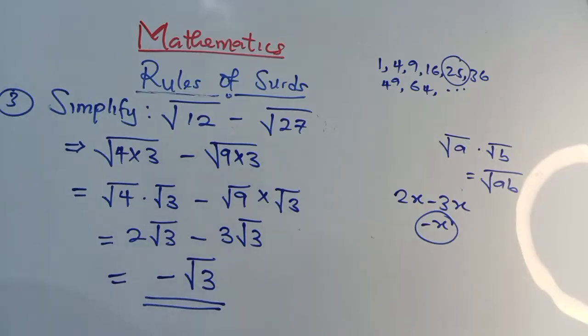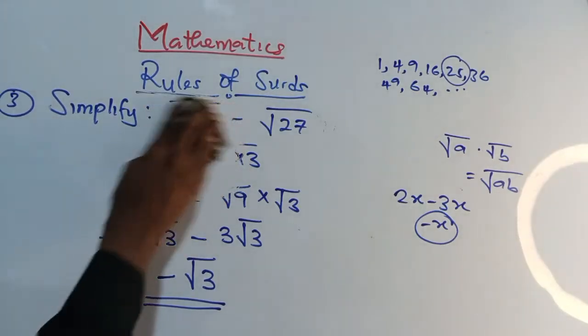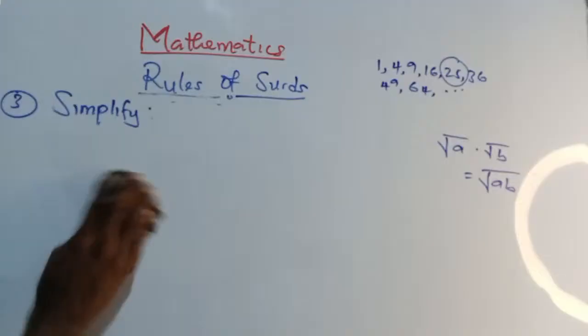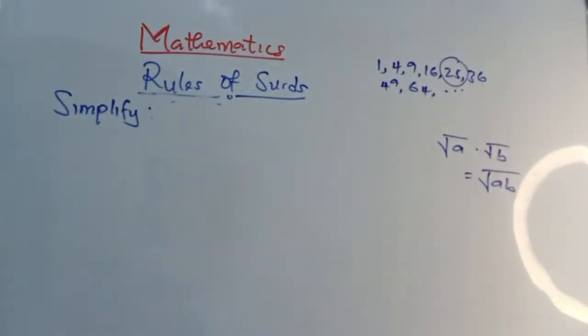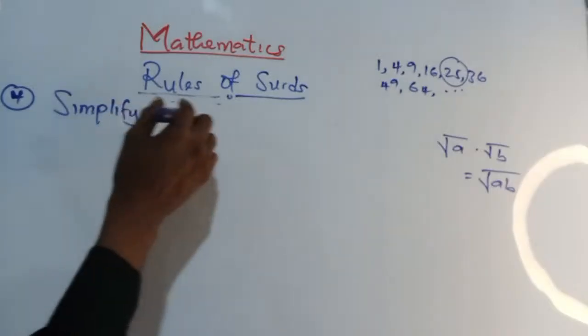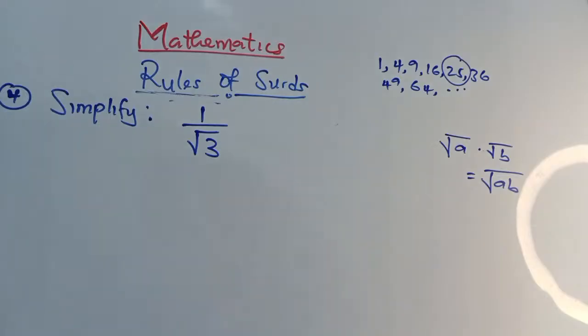All right, so now let's look at another one. Now we have done addition, we have done subtraction. Let's look at division. Number 4. You have to simplify 1 over root 3.